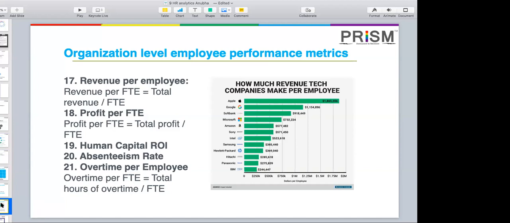Then we have human capital ROI. Human capital ROI assesses the value of human capital, which is their knowledge, their habits, their social attributes, their personal aptitude. By calculating the company's revenue minus operating expenses, compensation, and benefit costs, and dividing this number by the total compensation and benefit cost that the company pays its employees, you can calculate the human capital ROI. And this is a really popular way.